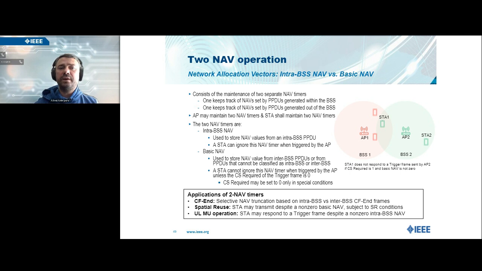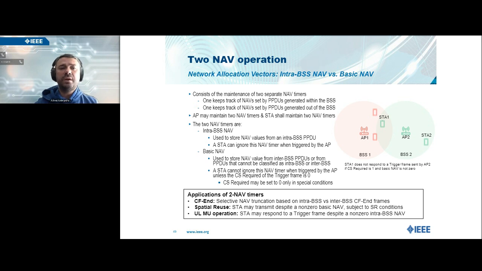This particular NAV is the legacy one, so you cannot ignore it unless there are specific requirements, in terms of the CS required bit in the trigger frame, which can be set to 0. So you're allowed to ignore the NAV of other BSSs only in specific conditions. The simplest thing that we can mention is, for example, that the trigger-based PPDU that you're going to generate is very short. For example, if you're generating a PPDU of 50 microseconds, then the access point is allowed to give you the freedom to ignore the NAV.